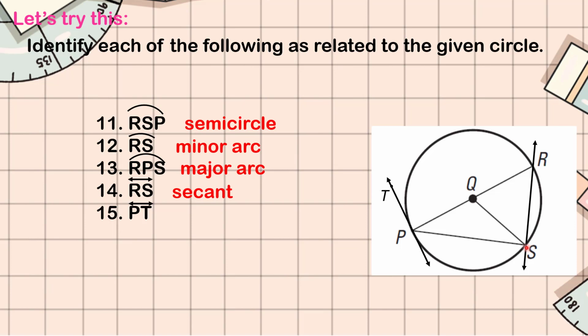Number 15. What is line PT? This is line PT. The answer is tangent line. Line PT is a tangent line.